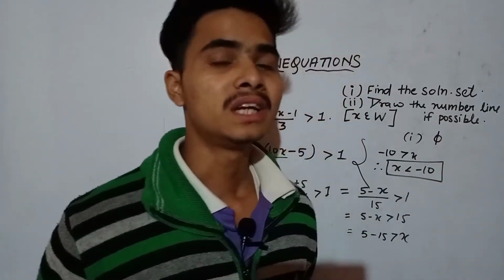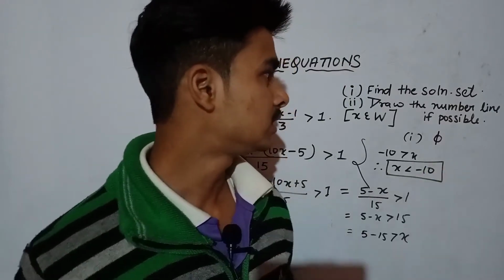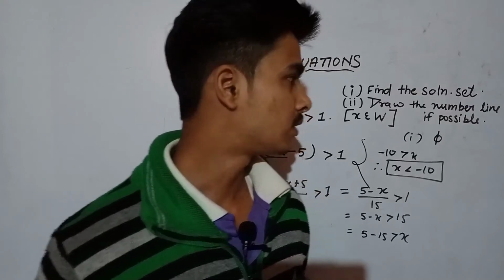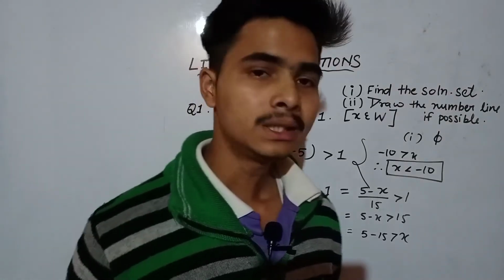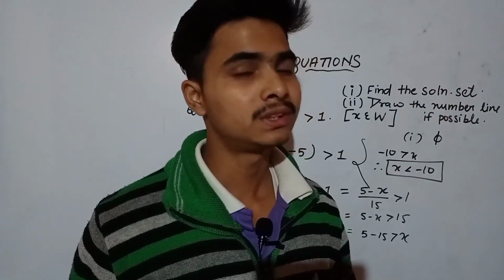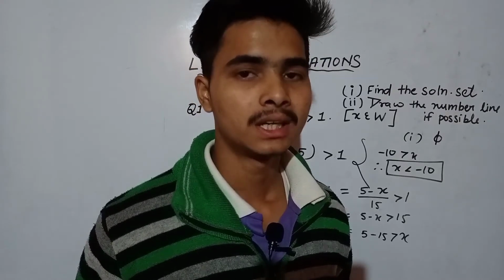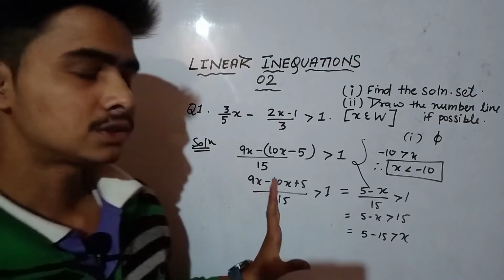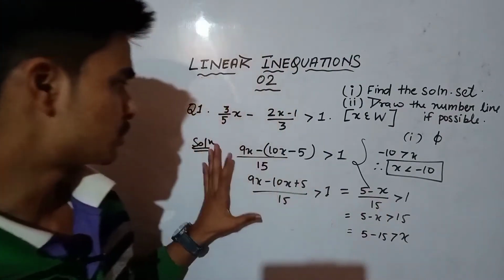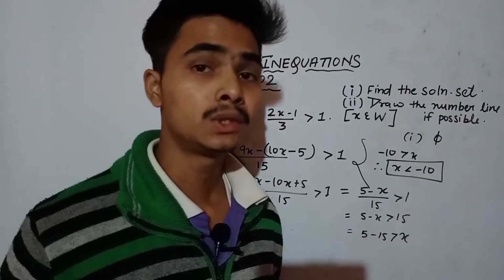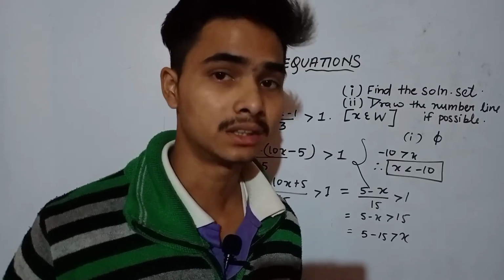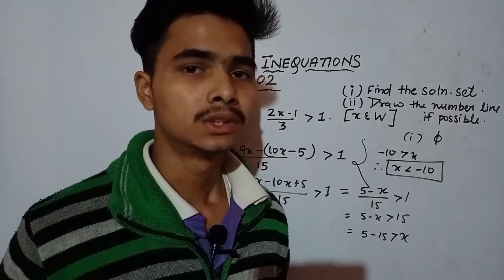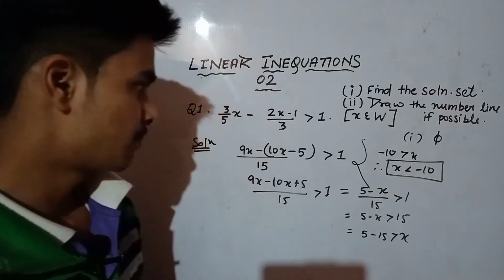Now how can we draw the number line if there is no solution? We are not going to draw any number line for this because we do not have any such values for x. I think you must have seen how we will solve. The procedure is quite simple, as you have already done linear equations. If you have learned linear equations, the process is quite similar to that.